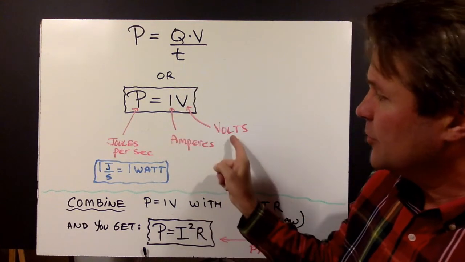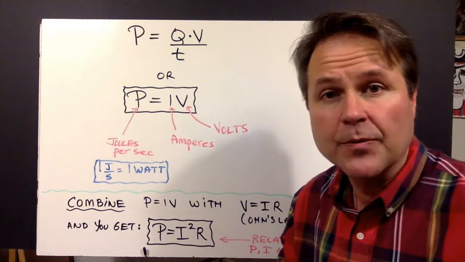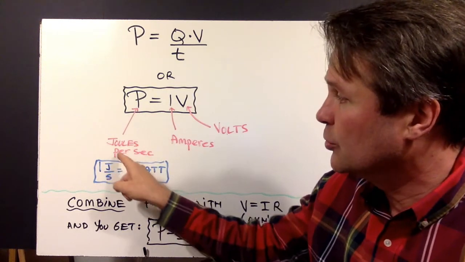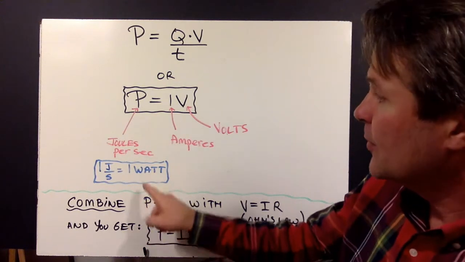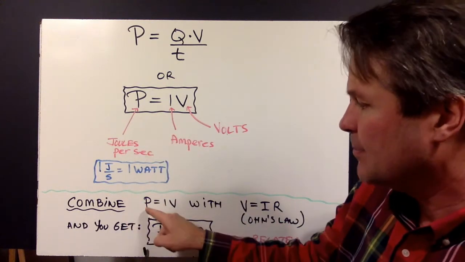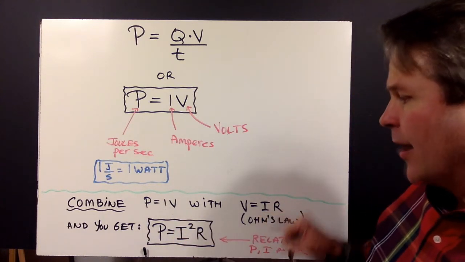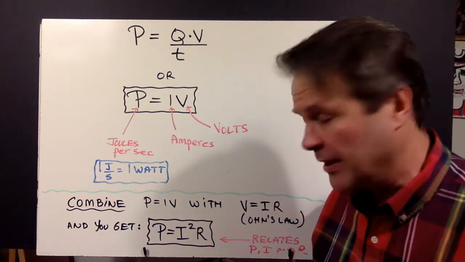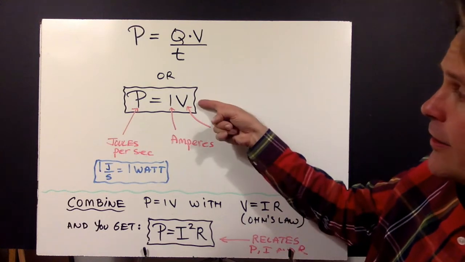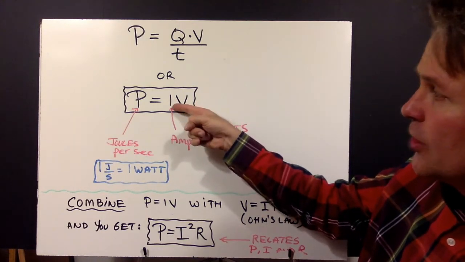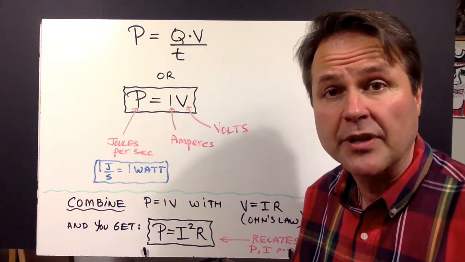Now, V is measured in volts, I is measured in amperes, and power, you may recall from mechanics, is joules per second, and 1 joule per second is equal to a watt. Now, if we take this formula, P is equal to IV, and we combine it with Ohm's law, V is equal to IR, you'll get this combination formula, which relates power, current, and resistance. Here, the power formula relates current and voltage. Here, it's current and resistance. So you can use one or the other depending on your need.